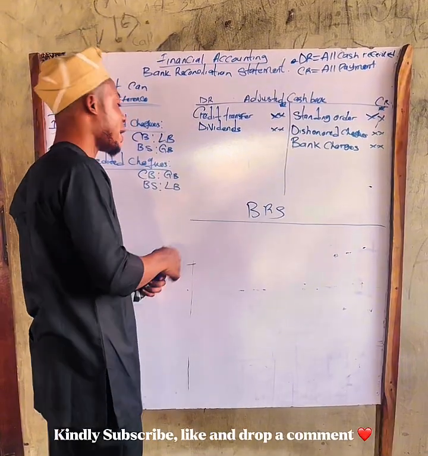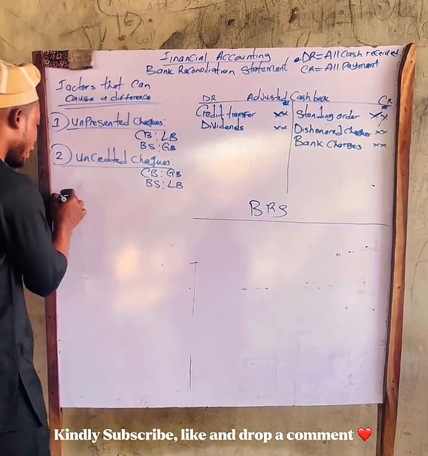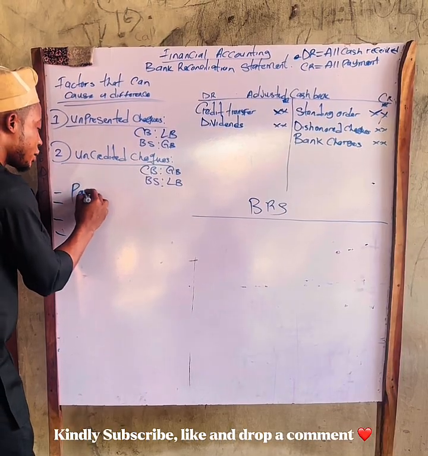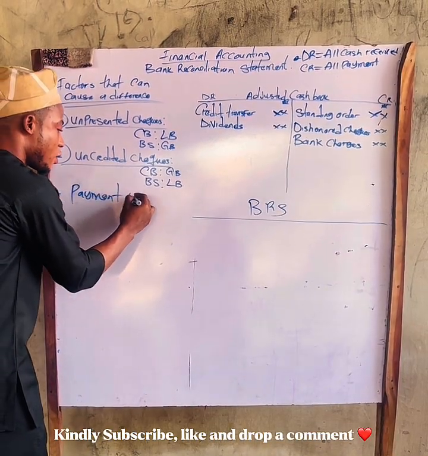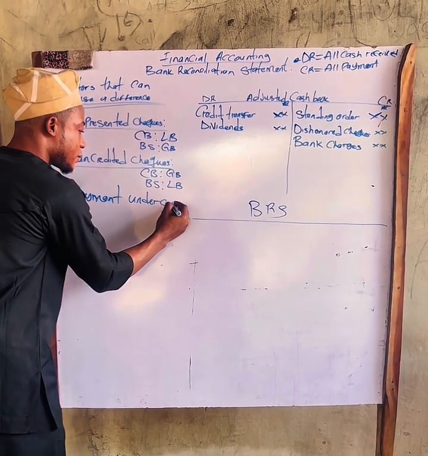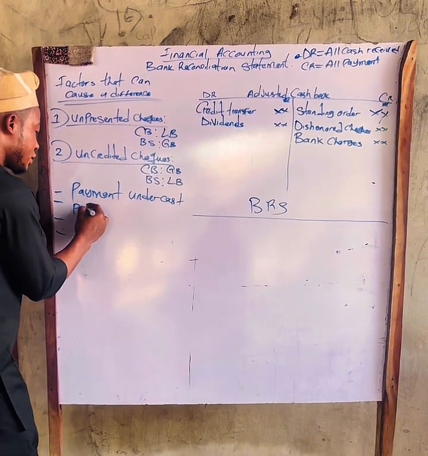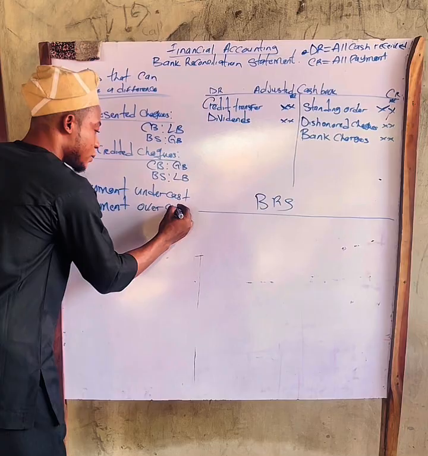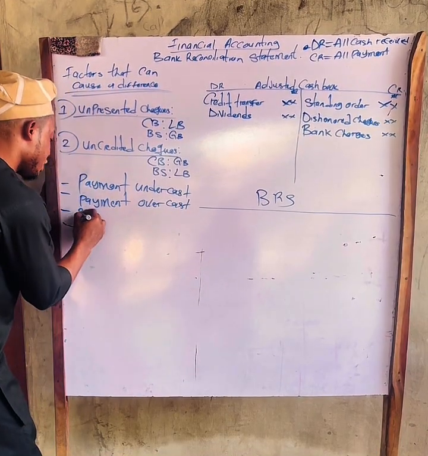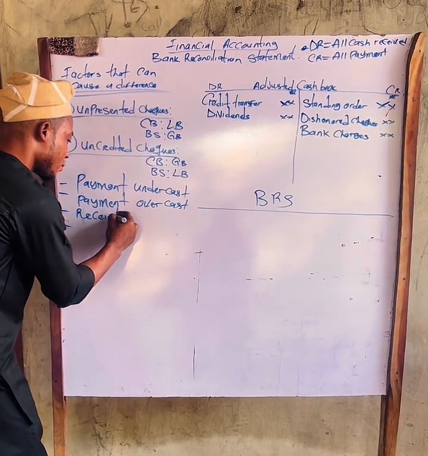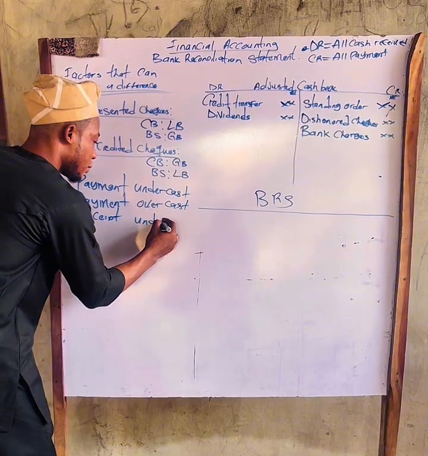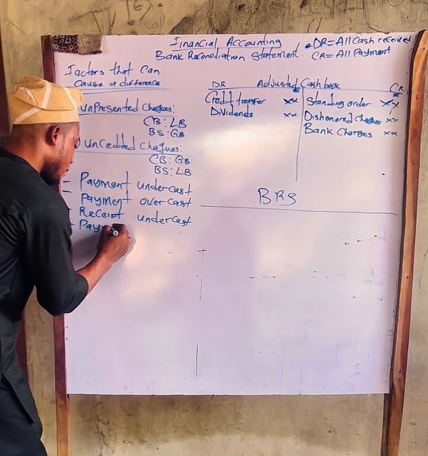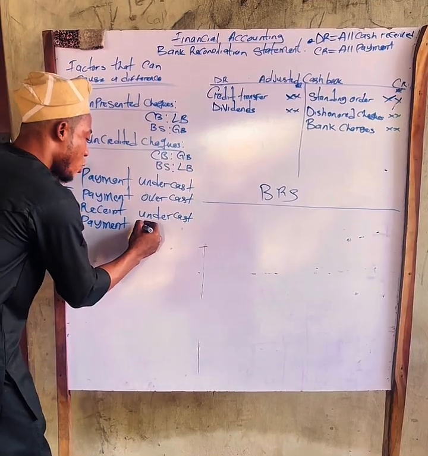All right, so we can also have some other factors whereby we have the payment undercast, payment overcast, receipt undercast, and receipt overcast.